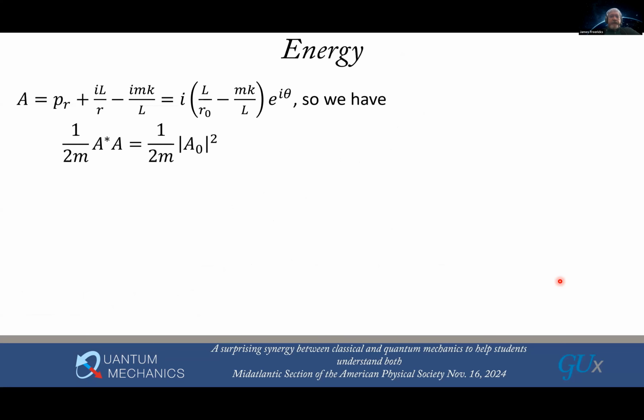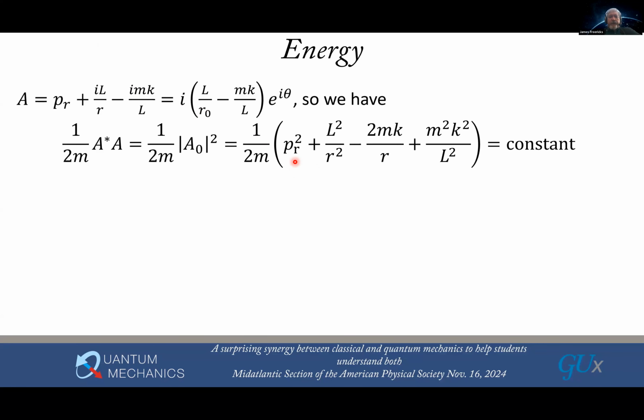All right, let's take a look at the energy. Working off what we did with the harmonic oscillator, we're going to look at 1 over 2m A star A. Of course, using this form, that's going to be 1 over 2m A0 squared because the e to the I theta, e to the minus I theta will cancel out. When I take the mod squared of this term, I'm going to get 1 over 2m PR squared plus an L squared over R squared minus 2m K over R from the cross term, and then an extra constant m squared K squared over L squared. And this must equal a constant.